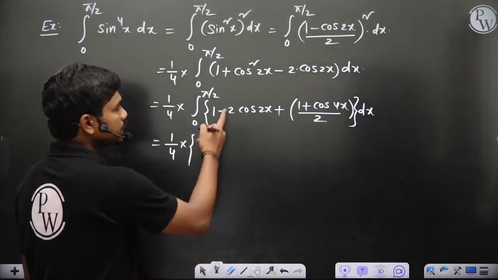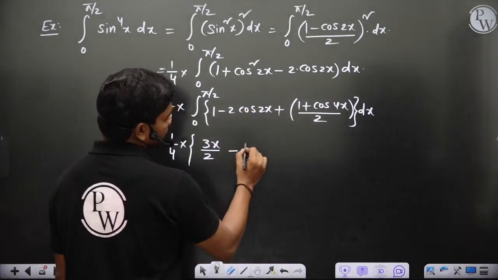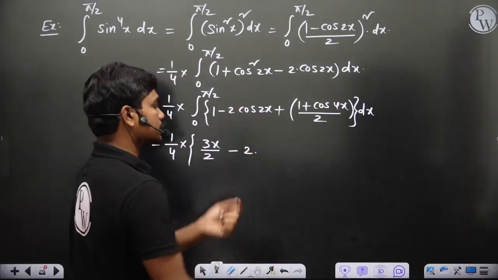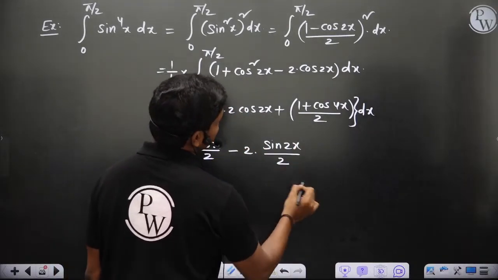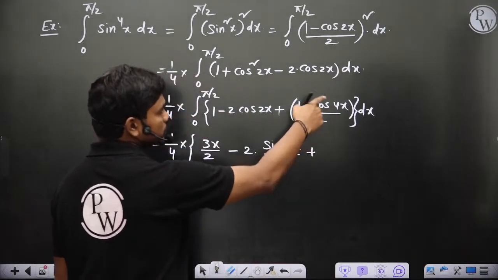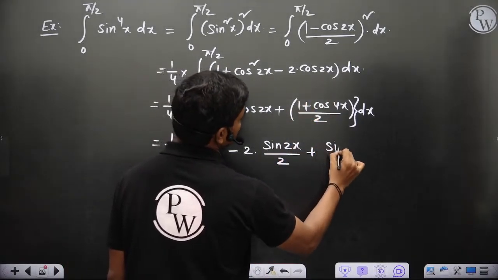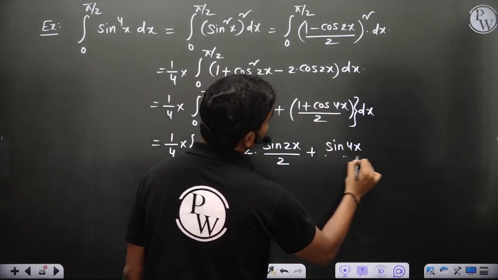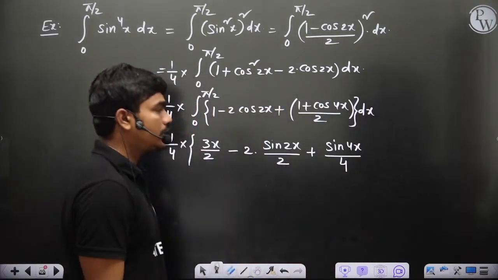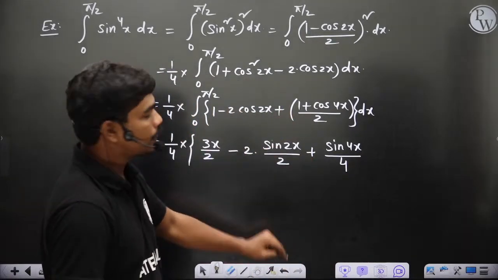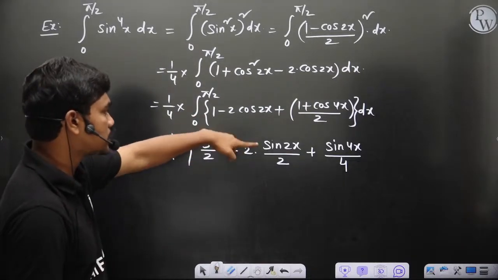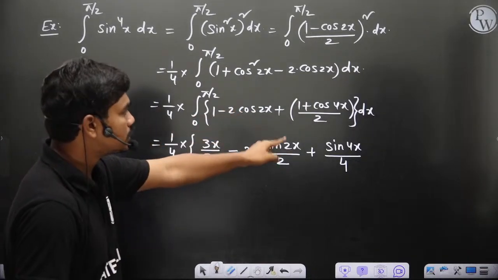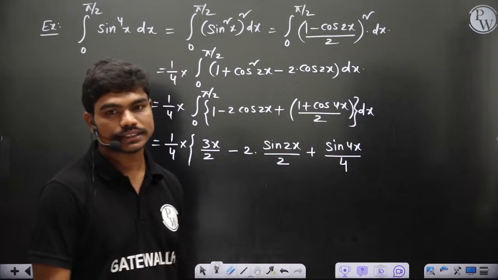Integration of minus 2 cos 2x, so minus 2 into integration of cos 2x is sin 2x divided by 2. Then plus integration of this cos 4x is sin 4x divided by 4. So integration of cos is basically sin. So check here, this is 3x by 2 minus 2 sin 2x by 2, plus this cos 4x integration will give you sin 4x by 4, of course.